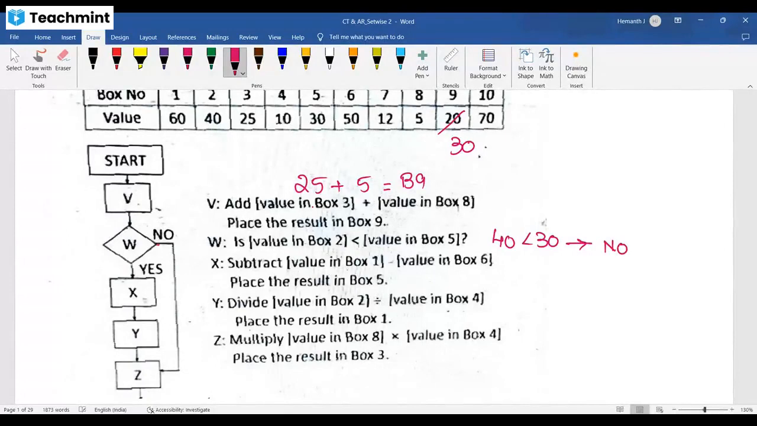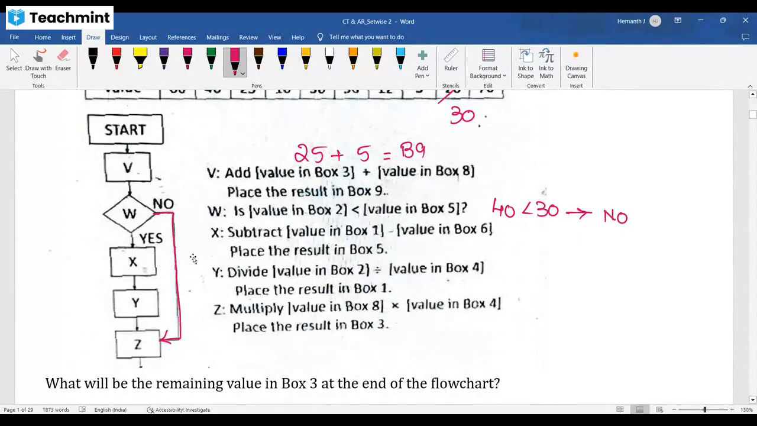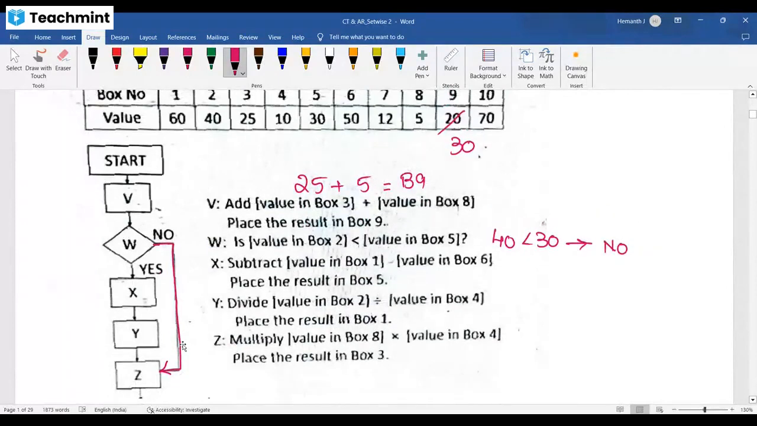When it fails, it's not the end of the process. You are going for the Z step. After that comes the end. After the W, you are going for Z, then the end is there after that. So you have to do the Z step. What is this? This is the V step. After V, W. In the W condition failure, you go directly to the Z step.